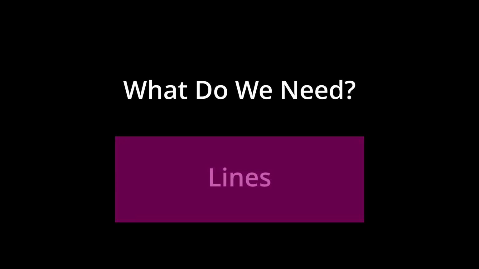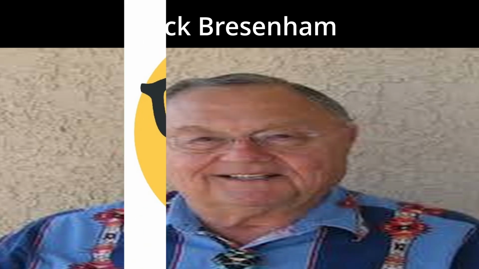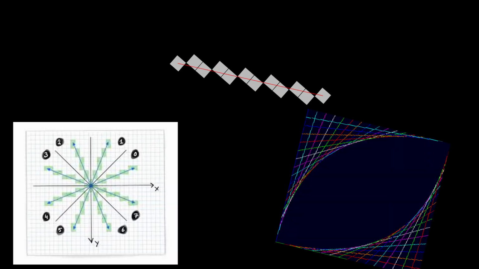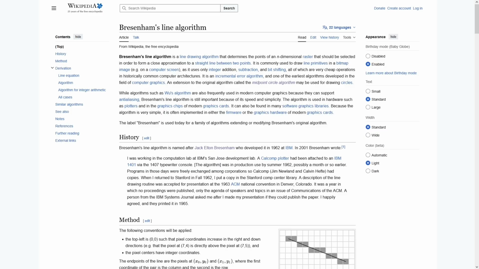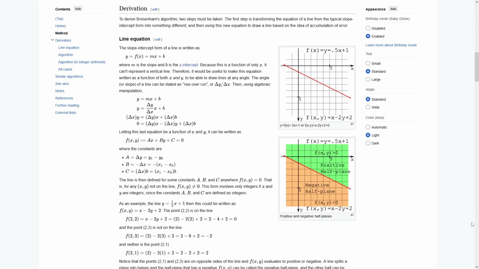We need lines. What better way to draw a line than just copying some old guy named Jack Bresenham? He's this really smart retired computer scientist who came up with just a bunch of algorithms back in the early 1960s, with his most well-known algorithm being called Bresenham's line algorithm. It just uses a bunch of math that took me a really long time to understand because I failed calculus back in high school, and guess what?